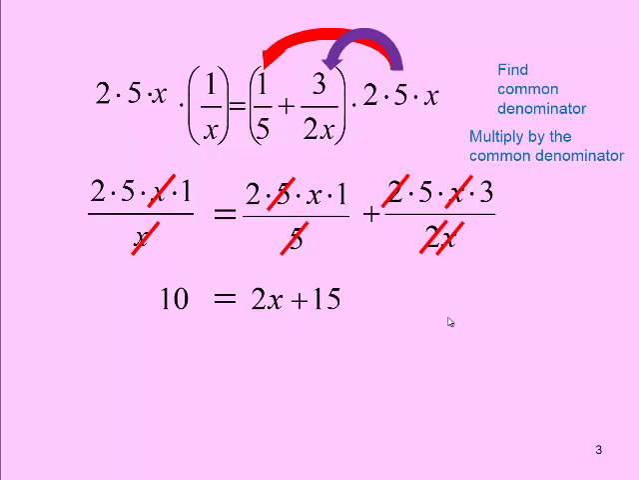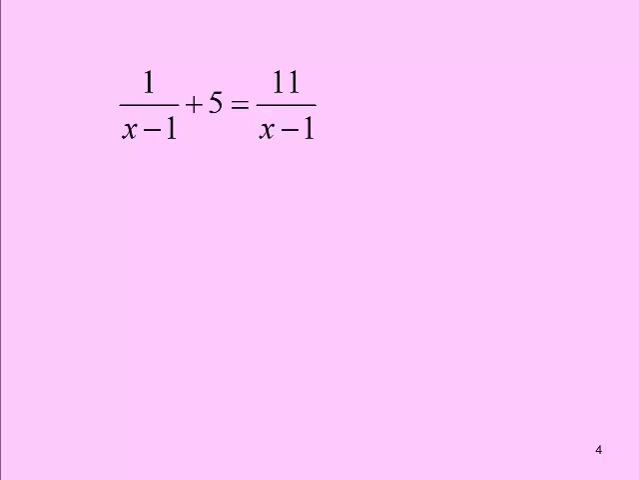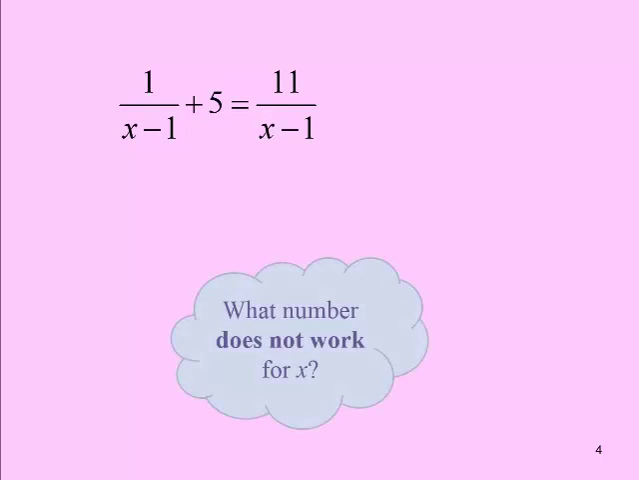Now we're left with a nice linear equation. Subtract 15 from both sides. Divide by 2. And that's our answer. Here's another fraction one. We need to multiply both sides by the common denominator. The number that doesn't work in this one would be x equals 1.